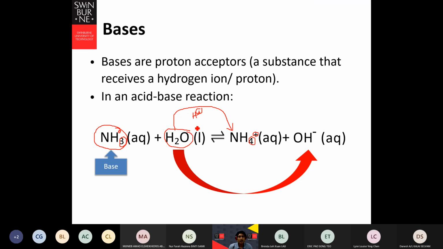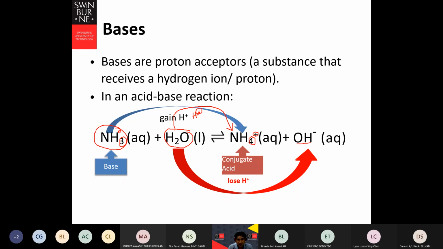All right. So what is the leftover from the acid? The leftover from the acid is OH negative. Hydrogen goes away from here, so OH negative is only staying. So this is a conjugate base for the acid. All right, where is the conjugate base for the acid? Conjugate base for the acid.